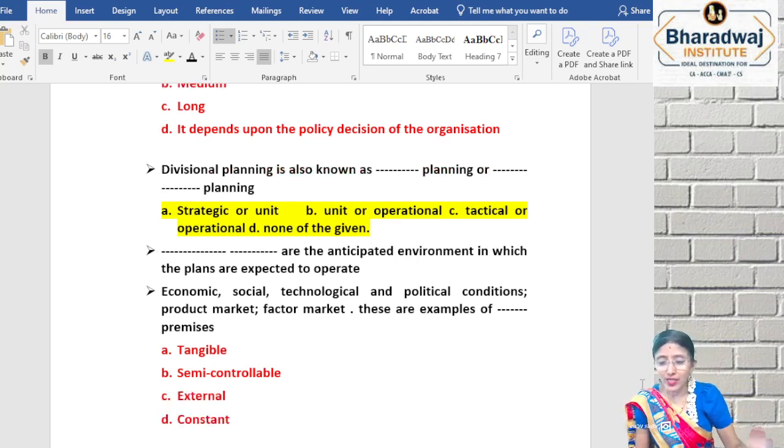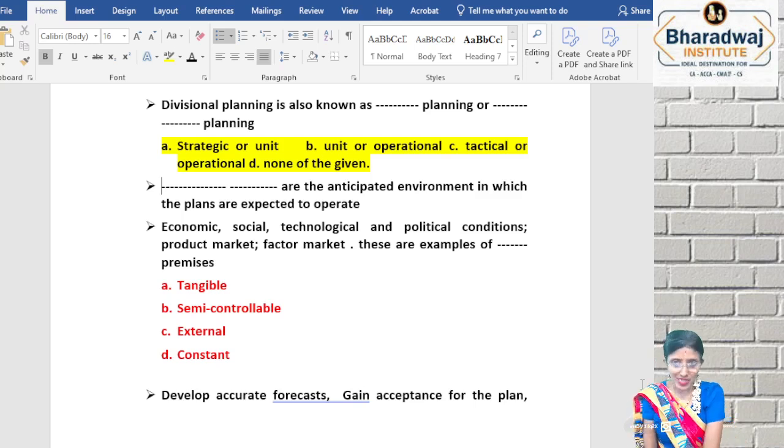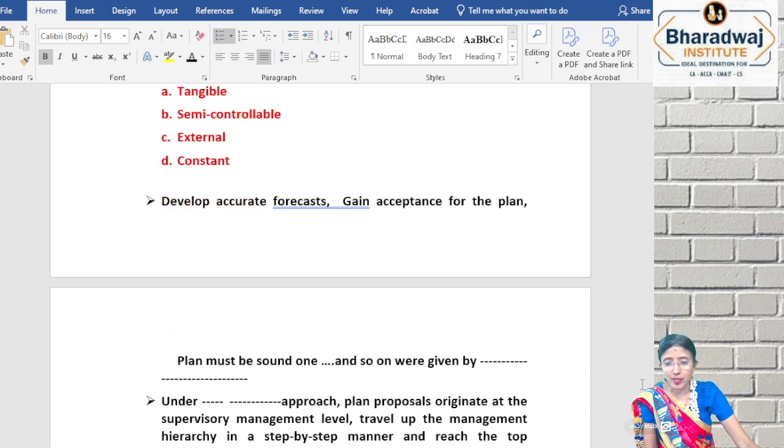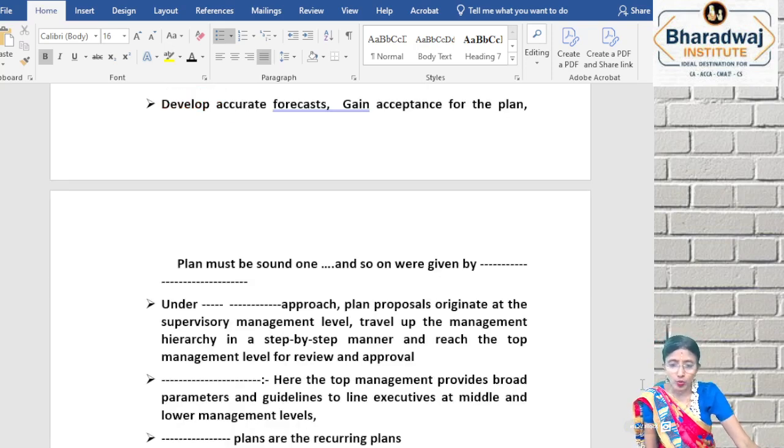Okay. Now, economic, social, technological, and political conditions, product market, factor market. These ingredients are examples of which type of premises? Just now we saw planning premises. A couple of questions also we saw. We saw the PPT slides. It comes under semi-controllable. Okay, we'll have in mind the answer. Develop accurate forecast, gain acceptance for the plan. Plan must be a sound one, and so on. Was given by George Dessler. Gary Dessler. Gary Dessler. Okay, I'll have in mind.